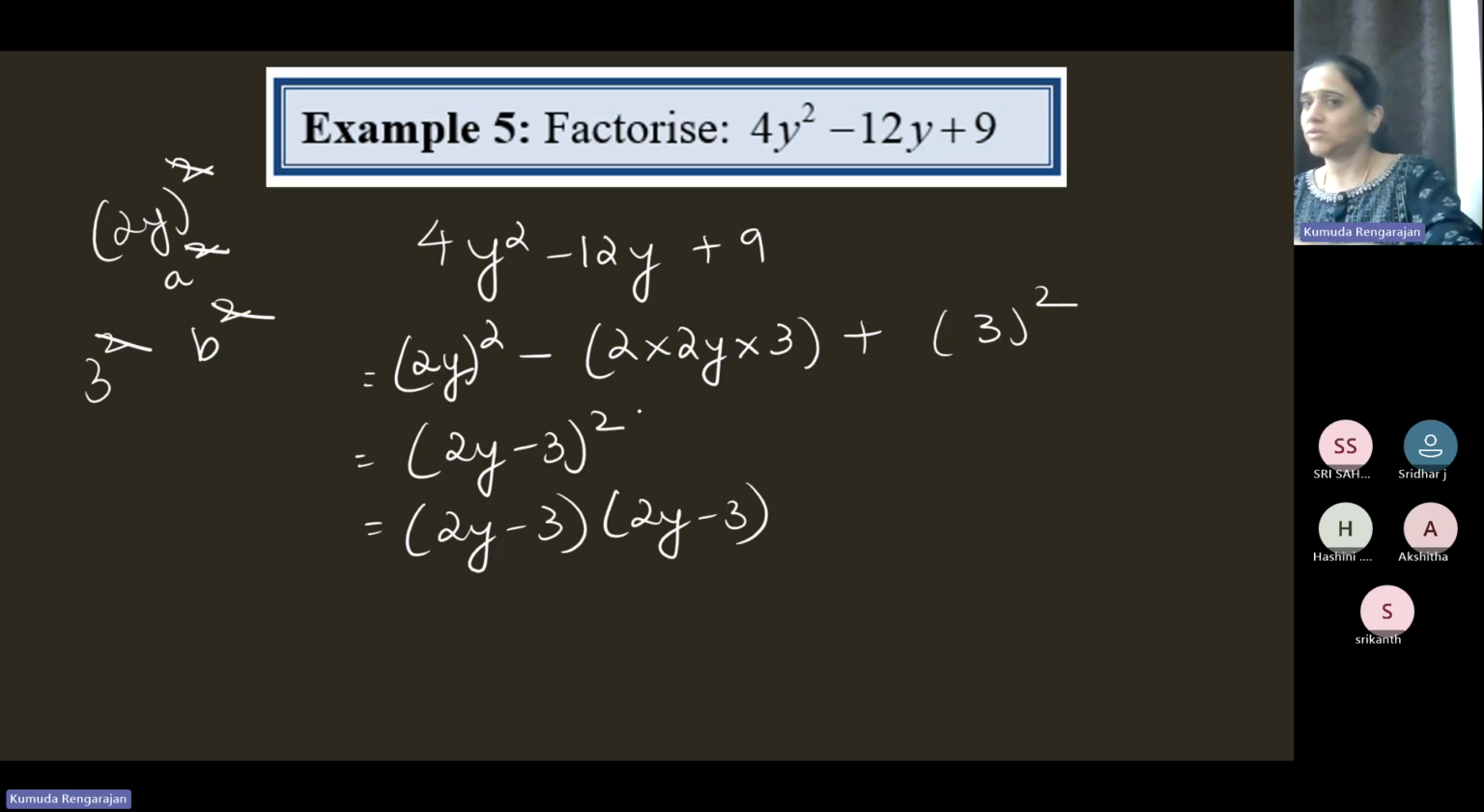Now there are three terms here. You can also factorize by splitting the middle term. Now do that. Factorize the same expression by splitting the middle term.